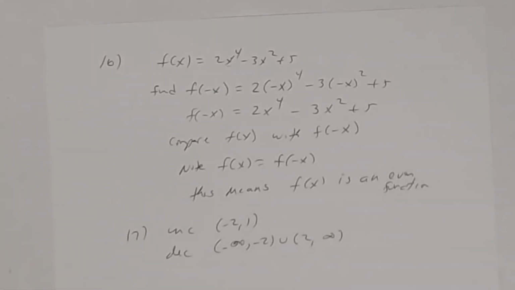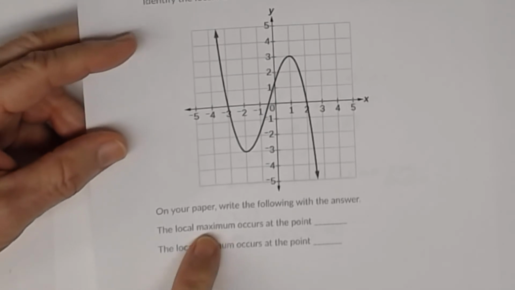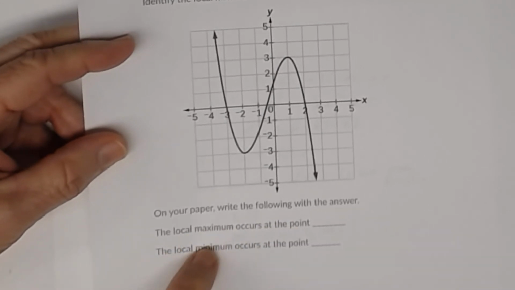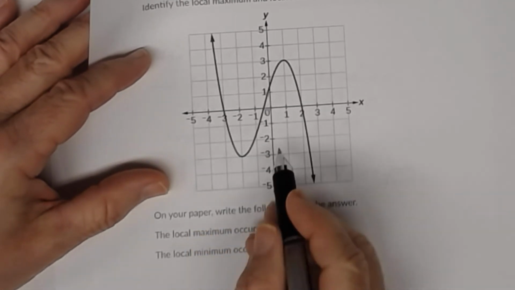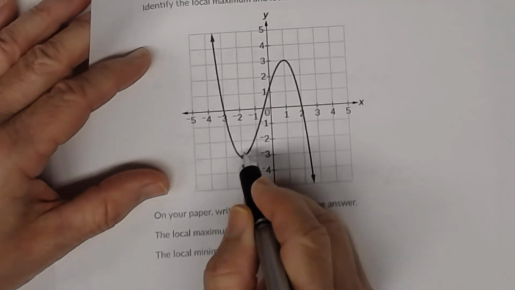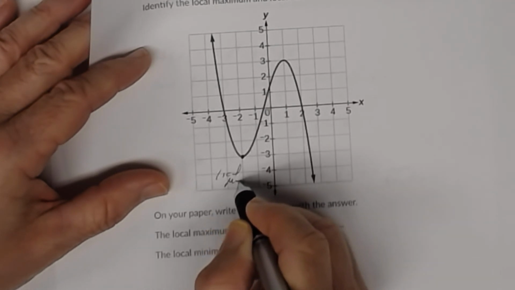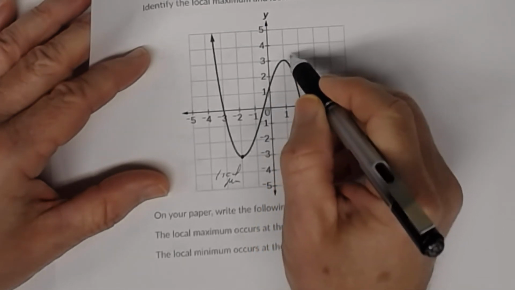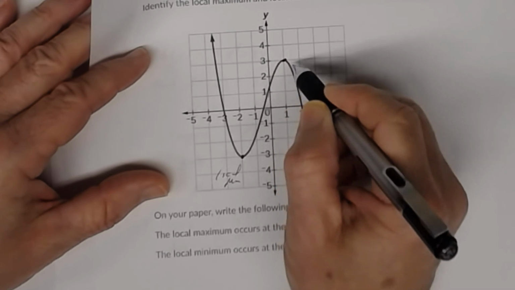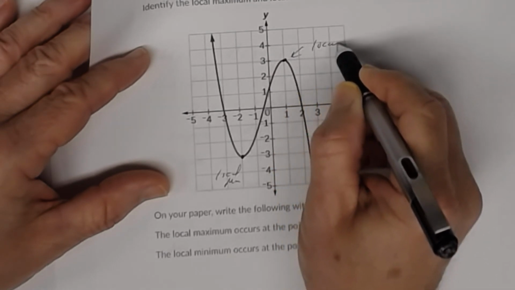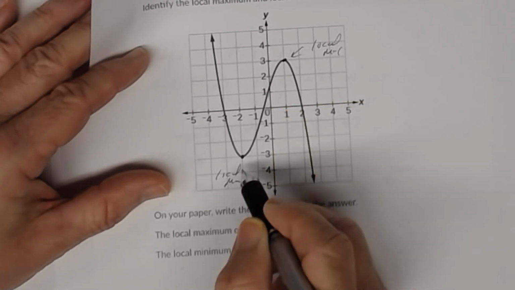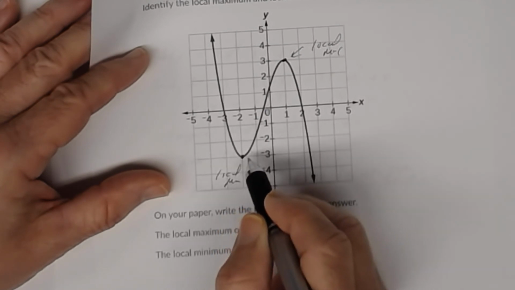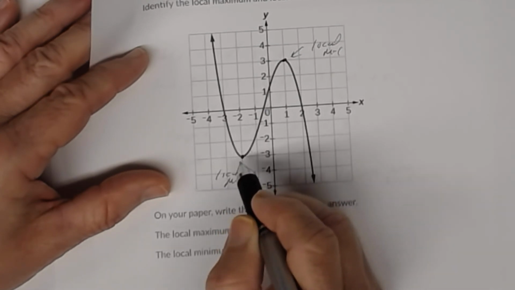Okay, number 18. It's the same graph, except now you want to determine the point of the local max and local min. Remember, you get a local min where you go from decreasing to increasing. So this low point right here is a local min. And then you're increasing, and all of a sudden you're decreasing. So this high point here is a local max. In this little area, this point is a local max, and in this little area here, this point is a local min.